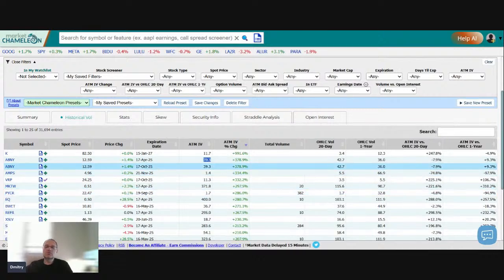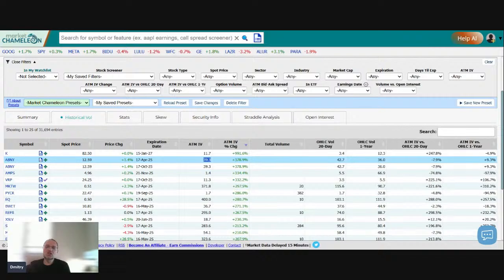Next to it, we show what the implied volatility is for the at the money options in that expiration. Next to that, we show the change in the at the money implied volatility on the day. So similar to how we look at the change in the stock price on the day, we look at the change in the implied volatility on the day for that option expiration. The next column is the volume that traded, the option volume that traded in that option expiration. As you can see, for this particular stock, there's zero volume.